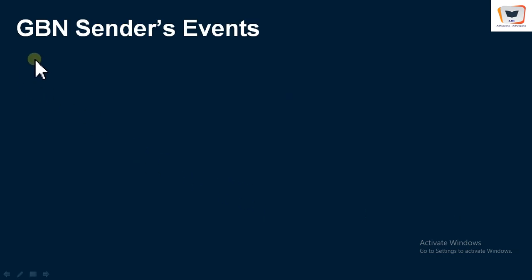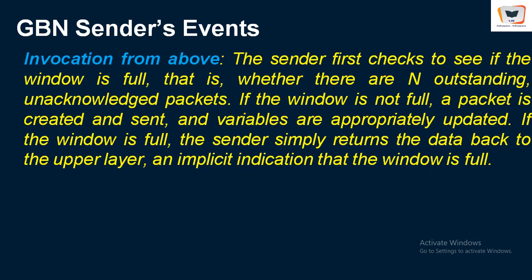GBN has distinctive sender events as well as receiver events. We will go through what exactly the sender will do and what are all the different phases the sender is going to experience. First one is invocation from above. That means the application layer will trigger sending of the packets. The sender first checks to see if the window is full. Upon the request from the application layer to send part of the message, the sender first checks to see if the window is full.